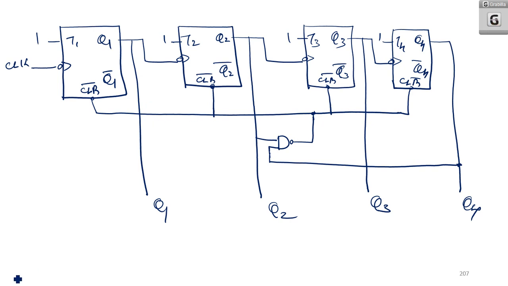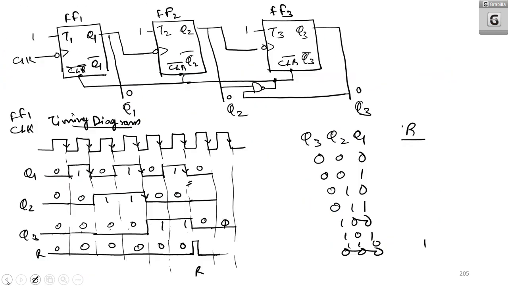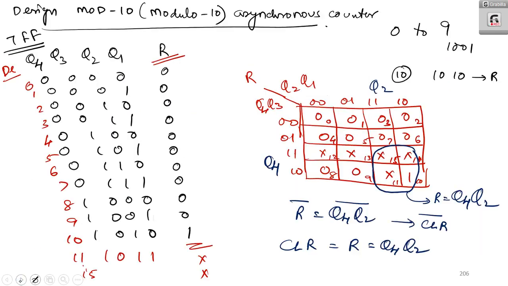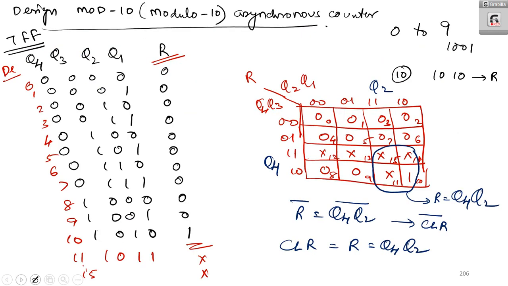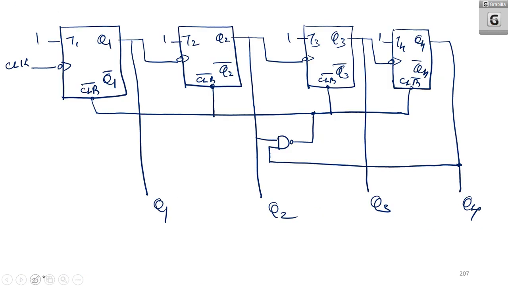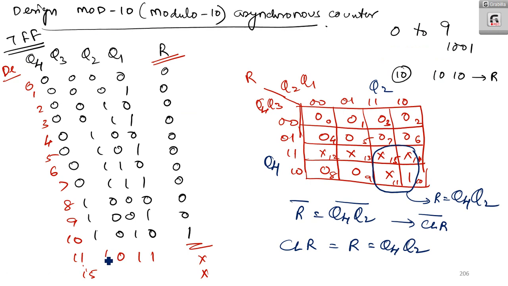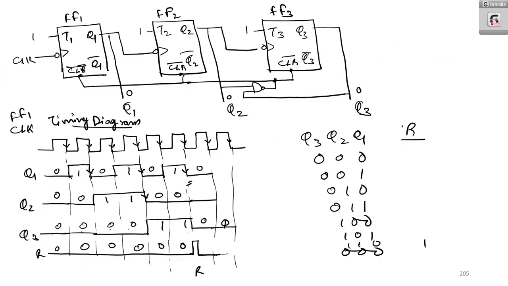If you are drawing the timing diagram, you should draw for Q1, Q2, Q3, Q4. Up to 9 it is the same, and when 10 comes, it will get reset. Okay, that is something similar to the previous one. So that is regarding the modulus 10 asynchronous counter. And the only thing here is that when 10 arrives, you will get the reset.